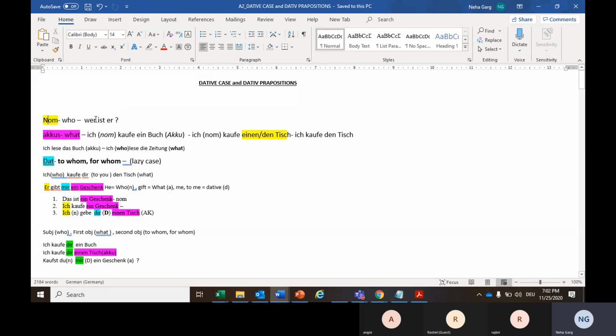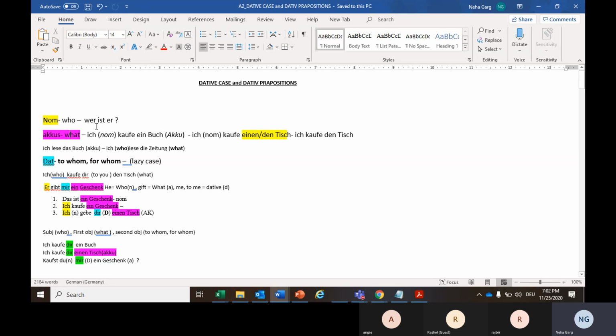So nominative case, as we already know, is the who case in a sentence. Who is he? Where is he? So when there is only one subject in a sentence, that is our nominative case. And whenever there is an "is" in any sentence, that whole sentence is a nominative sentence. So nominative is our who case, the subject. Then accusative is our what case, the object, the first object. Basically, I'm repeating it, the first object in a sentence is our accusative case, where we can ask the question what.